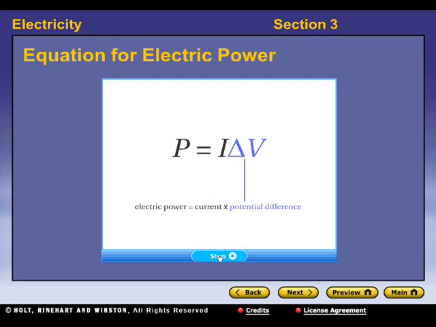Electric power equals the product of current and the potential difference.